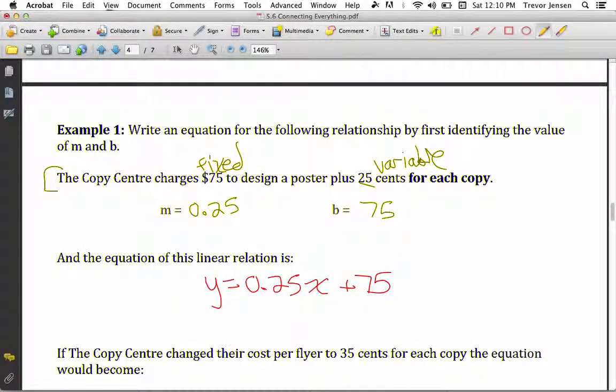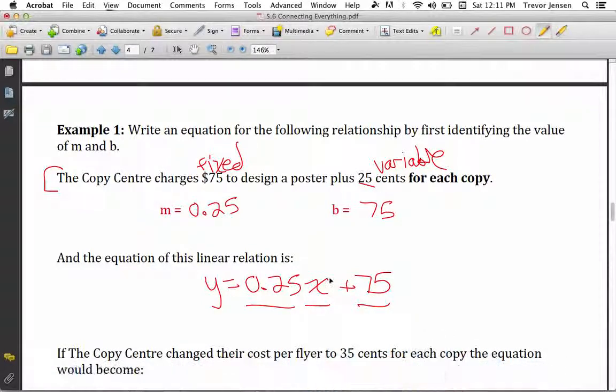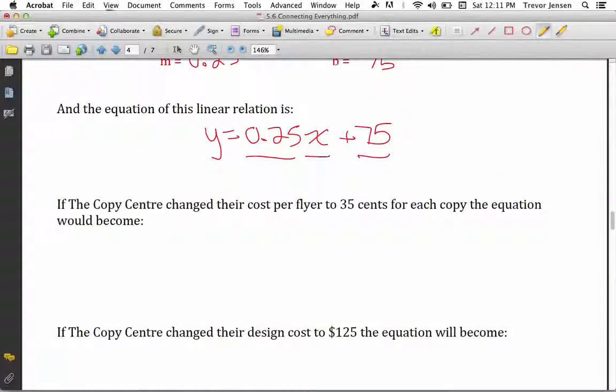And this makes sense. The cost the copy center will charge you is equal to 25 cents times the number of copies plus the $75 design fee. If the copy center changed their cost per flyer to 35 cents for each copy, so if they changed their variable cost, their m value, to 35, the new equation would be 0.35x plus that $75 design fee.